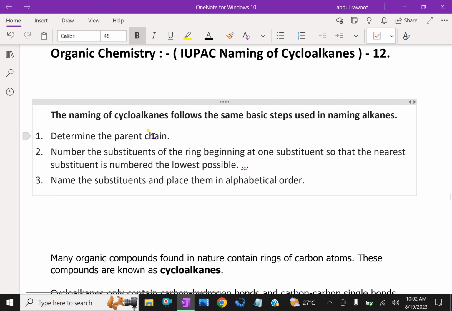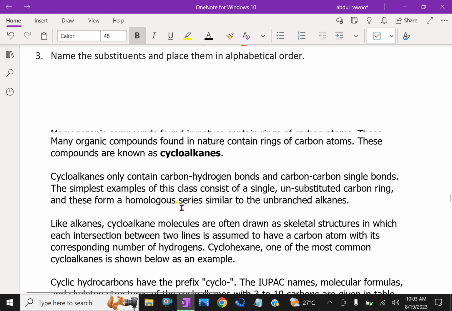The naming of cycloalkanes follows the same basic steps used in naming alkanes. We discussed already about naming alkanes. Now, the first step, determine the parent chain. Second, number the constituents of the ring beginning at one substituent so that the nearest substituent is numbered the lowest possible. Third, name the substituents and place them in alphabetical order. These three rules are the basic rules for naming cycloalkanes.